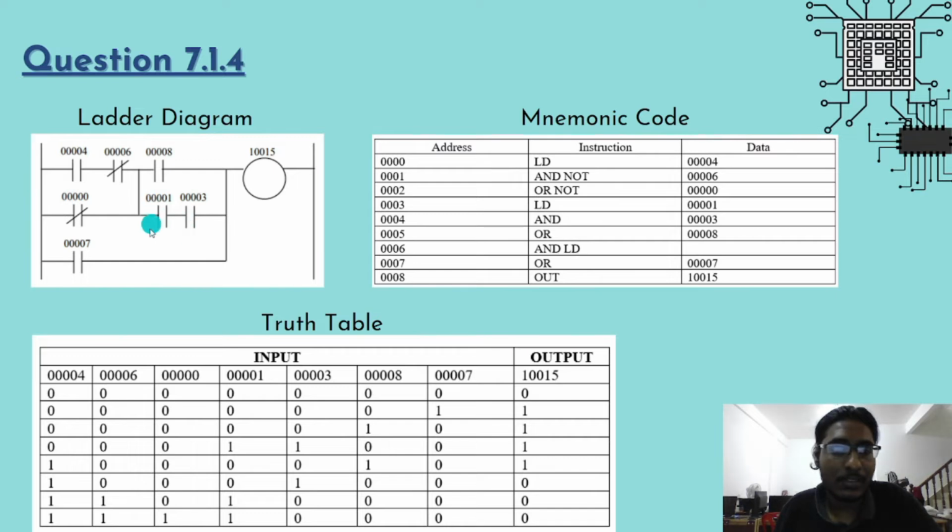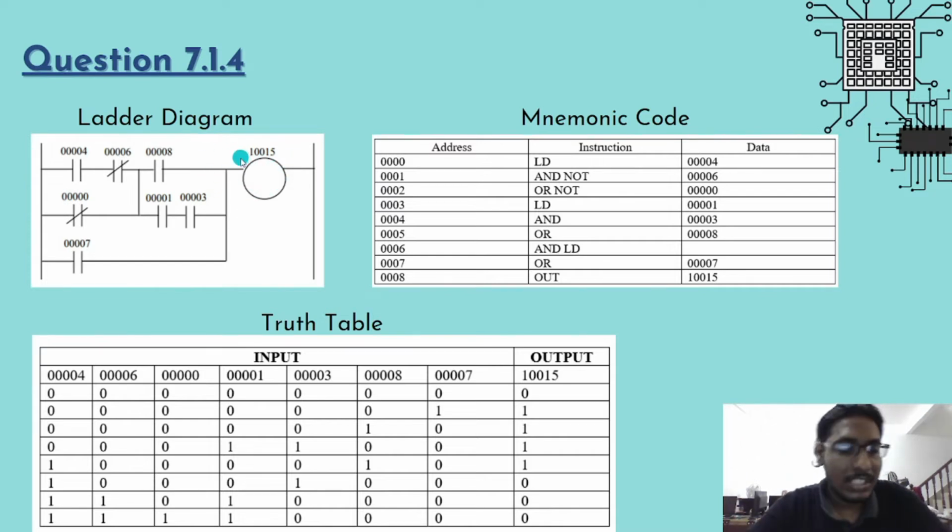and the next LD is for this contact right here, which will provide an AND logic when it's configured in a series connection with this contact 3, and OR connection for this parallel load, and then an OR connection from 00007 at this node, and the output finally.